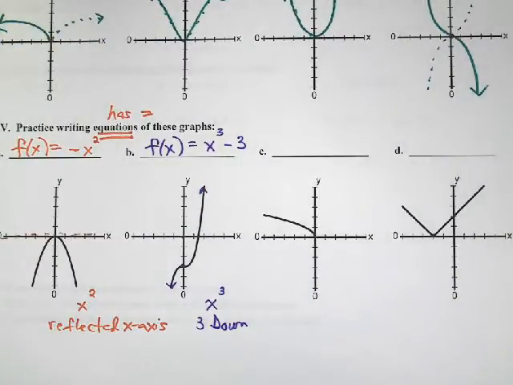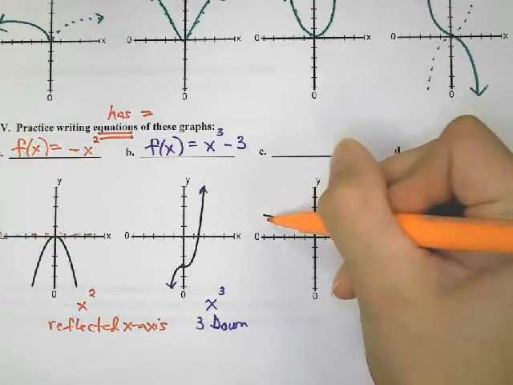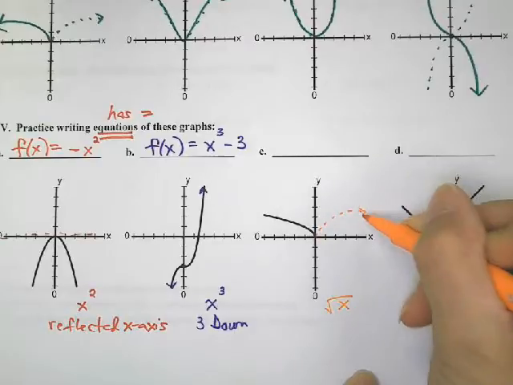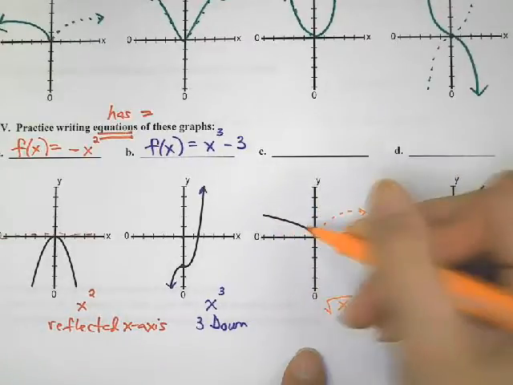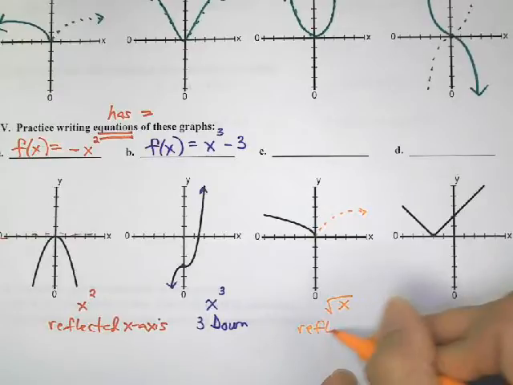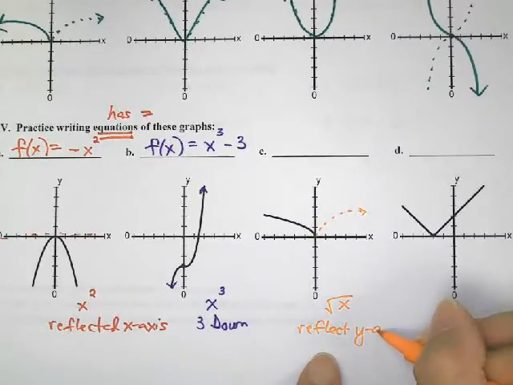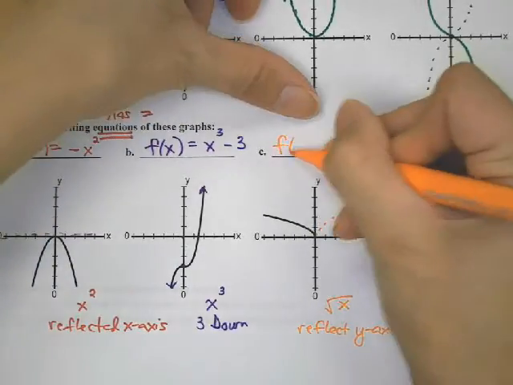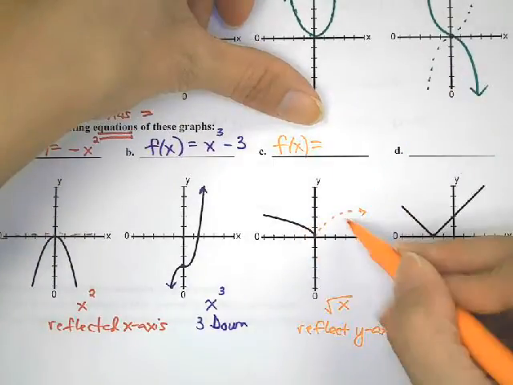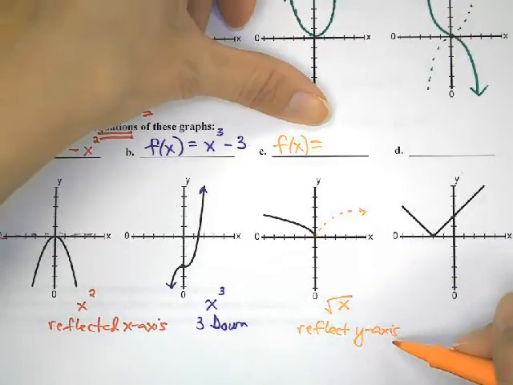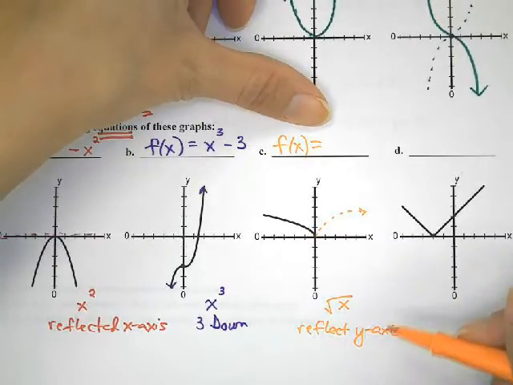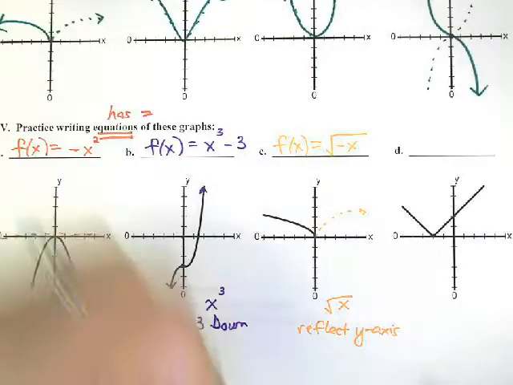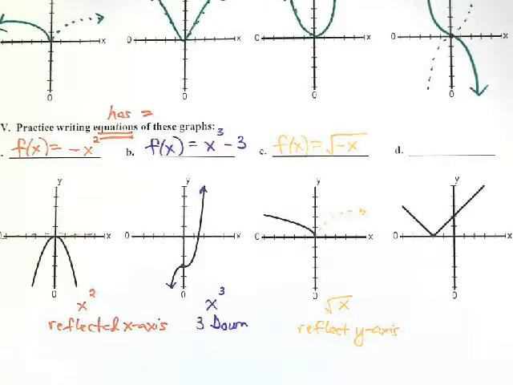Okay. This next one right here kind of looks like a shooting star. This is x squared. The regular squared function is over here, but this one's shooting to the left. So what happened? It got reflected over the y-axis. Okay, so let's start. F of x equals, reflected over y-axis, where are you going to put that negative? That's right, inside. So draw a square root. Put the negative inside the radical.